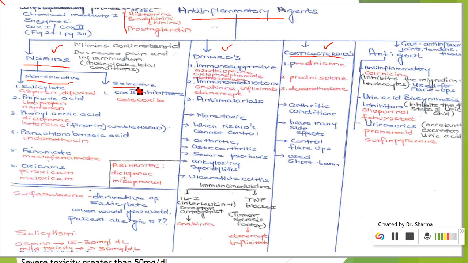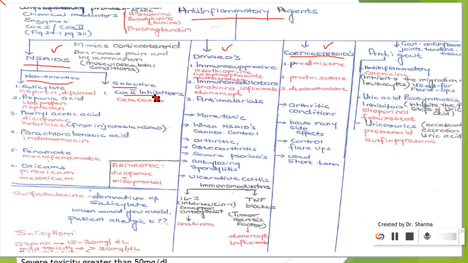So the reference here is the COX enzyme. Non-selective means it inhibits both COX-1 and COX-2. That's non-selective, right? Selective means it's only going to inhibit COX-2. So now try to recollect the functions of the enzymes COX-1 and COX-2.